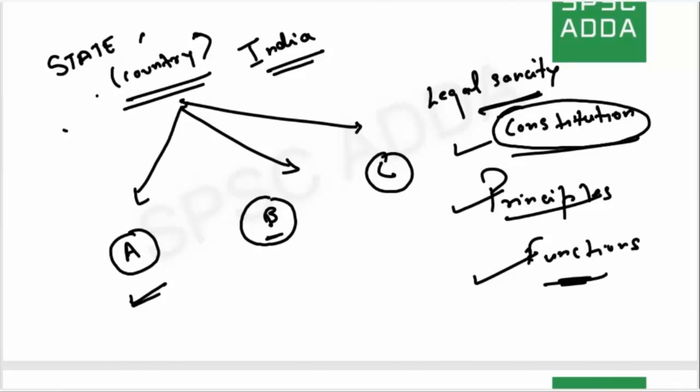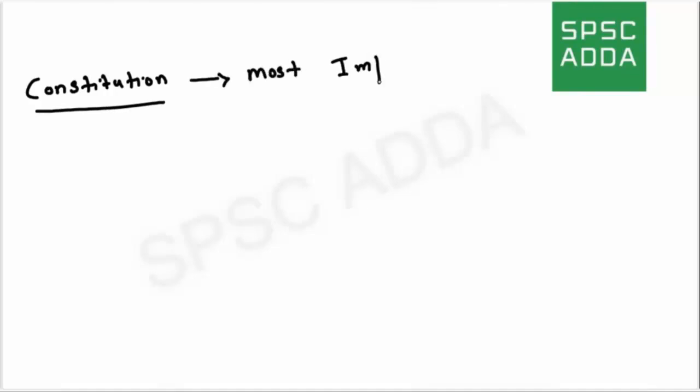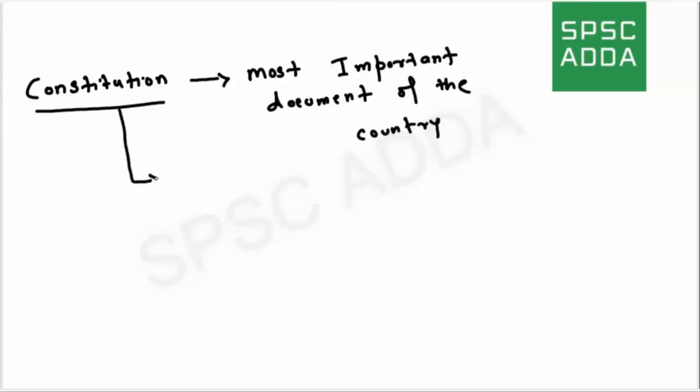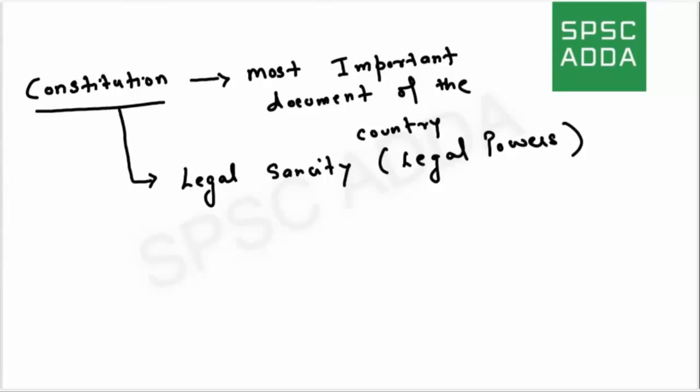Now, look here very carefully, because now I am going to use it for further explanation of the topic. We have done the constitution and we have read that it is the most important document of this country. It is the most important document because it has legal sanctity, that is, certain legal powers, because it is created by the law of the land.